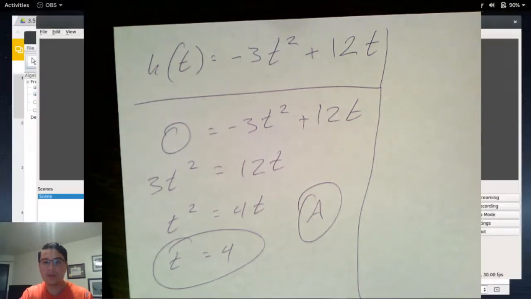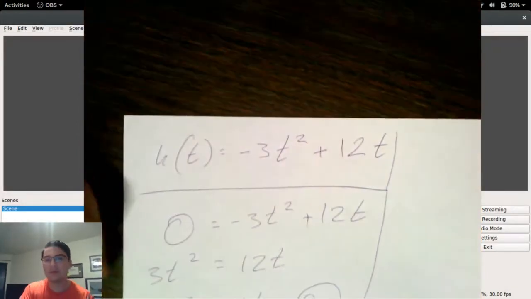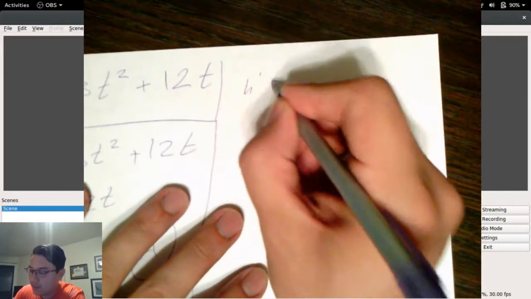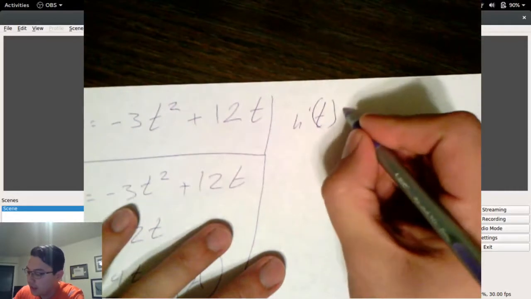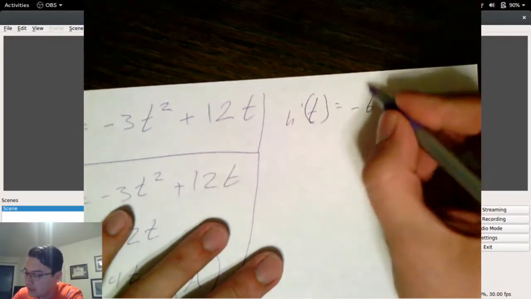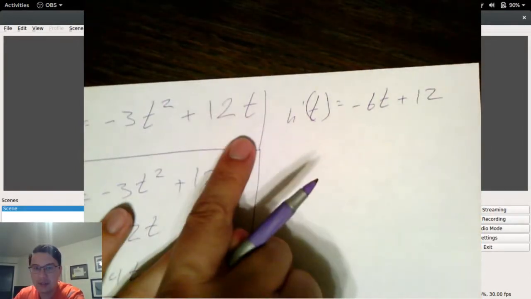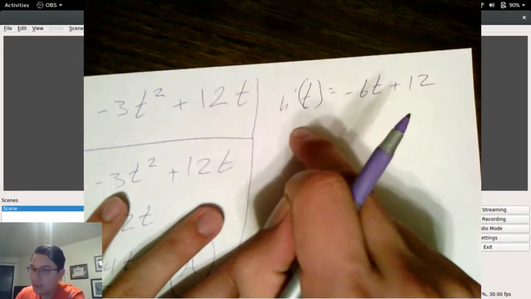So we're going to take the derivative of this thing. So that'll give us, scoot this over, get some stuff out of the way. All right, so I'm going to find h prime of t. Using the power rule, take your derivatives. So we're going to have negative 6t plus 12. Okay, make sure I did my math correctly. Everything looks good here. All right, so we want to know when the slope predictor is equal to 0.